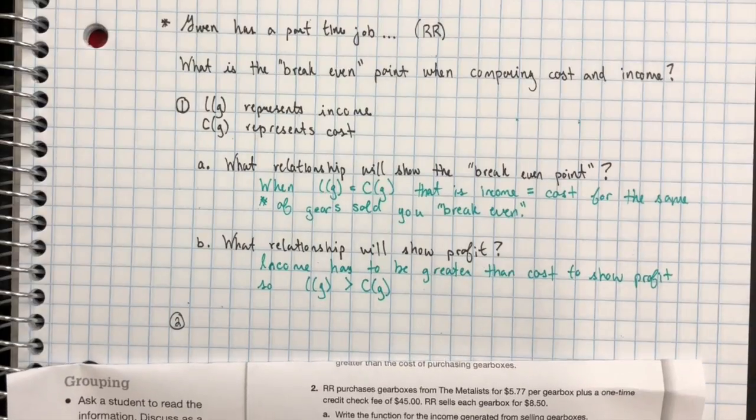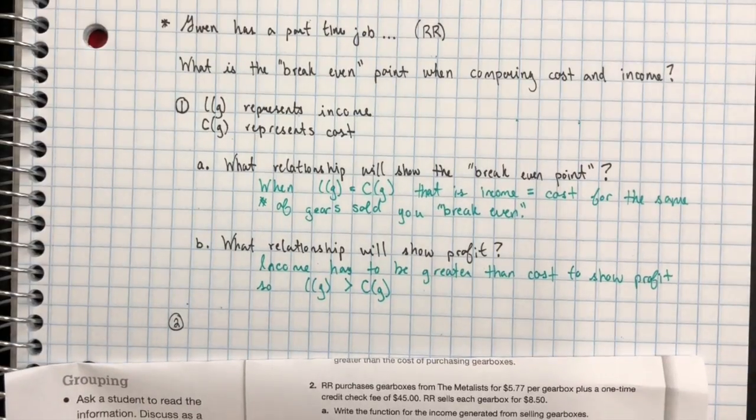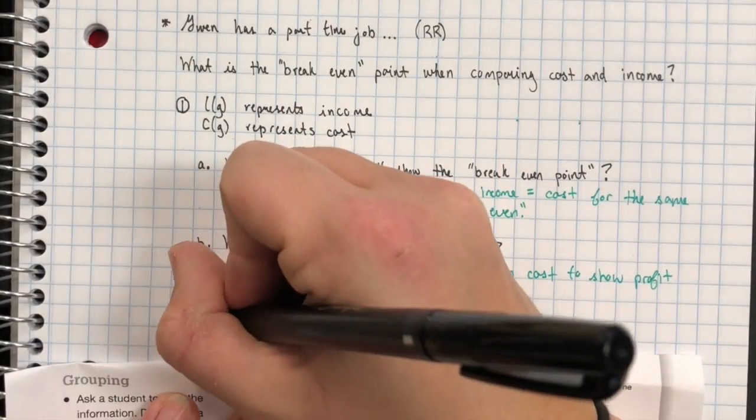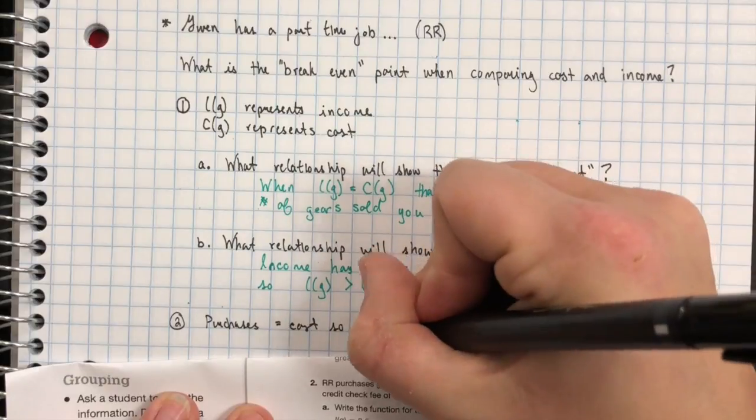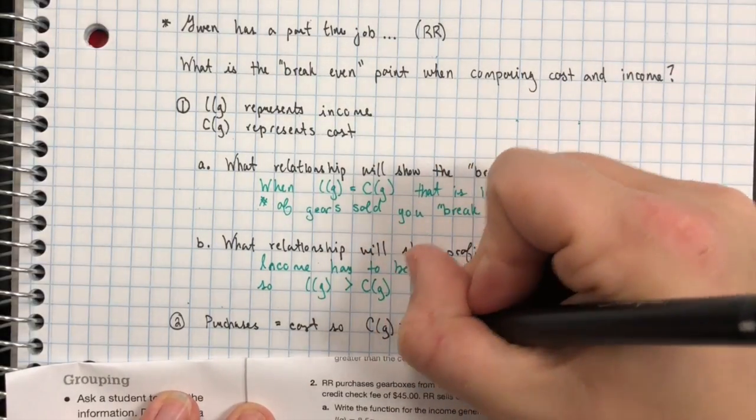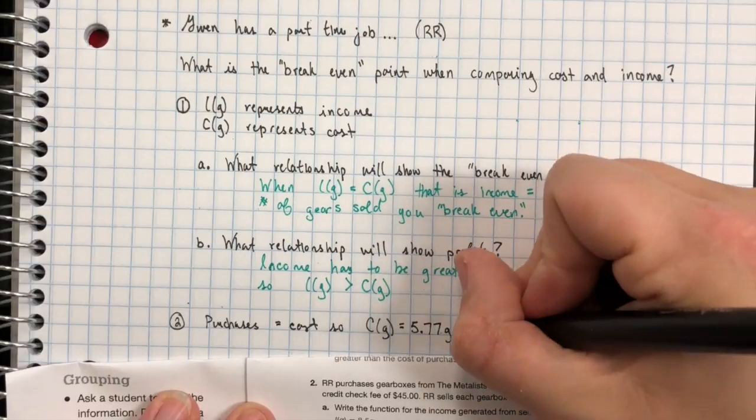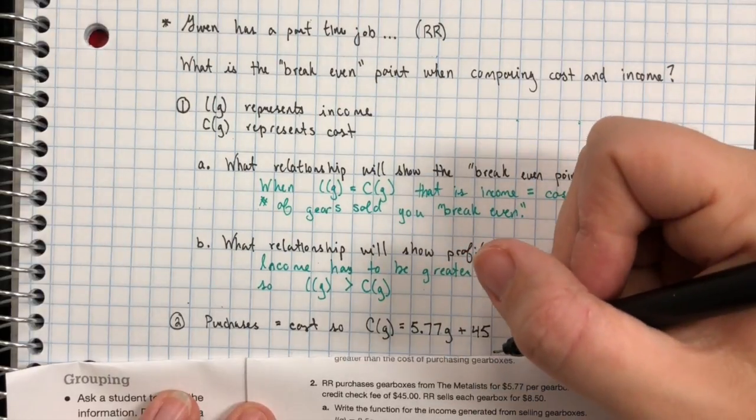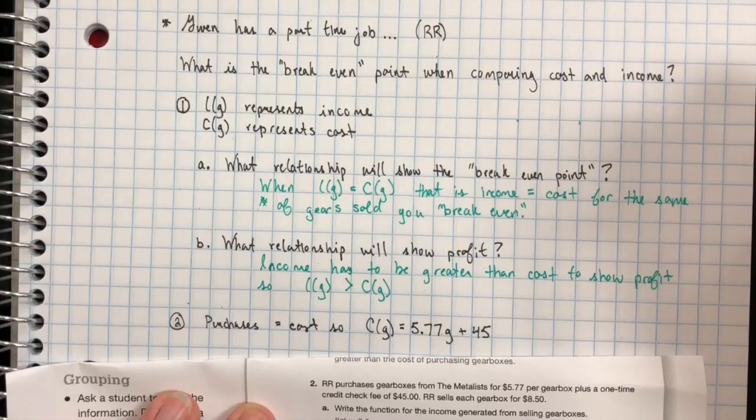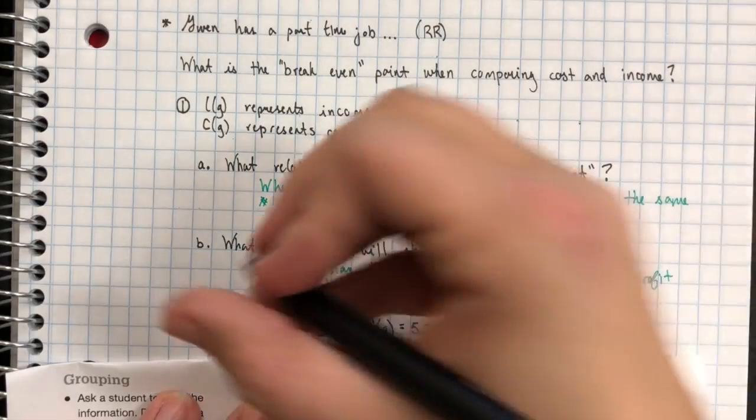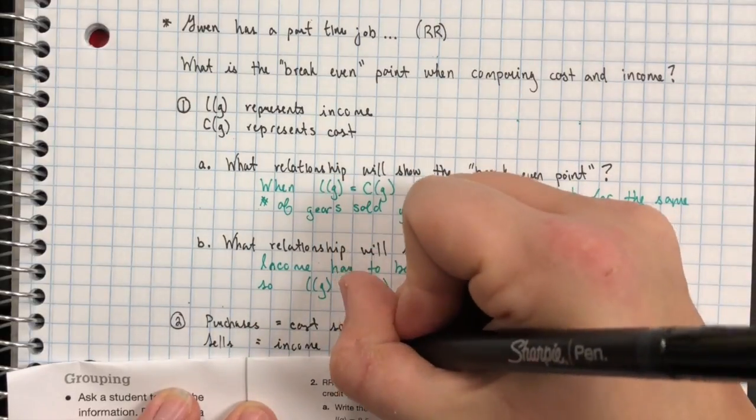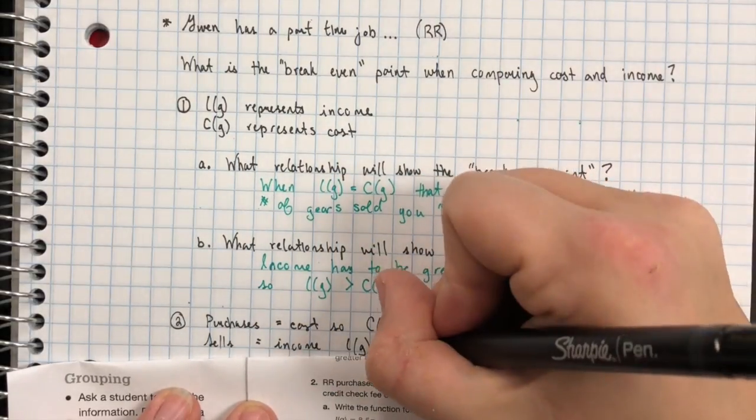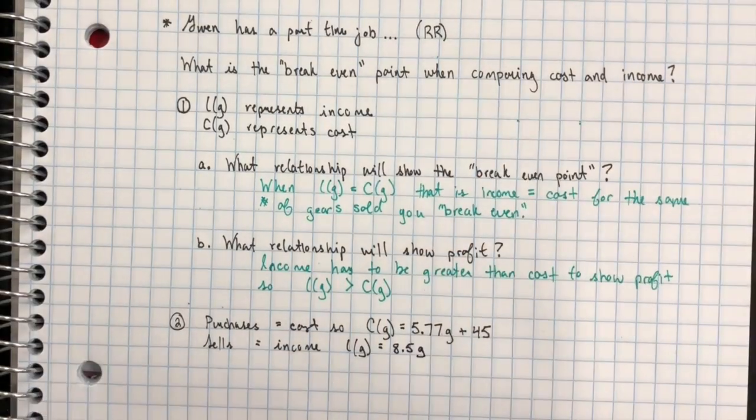So number 2 says the robotics relation gets gears for $5.77 plus a one-time credit card fee of $45. And we sell them for $8.5 per gear.